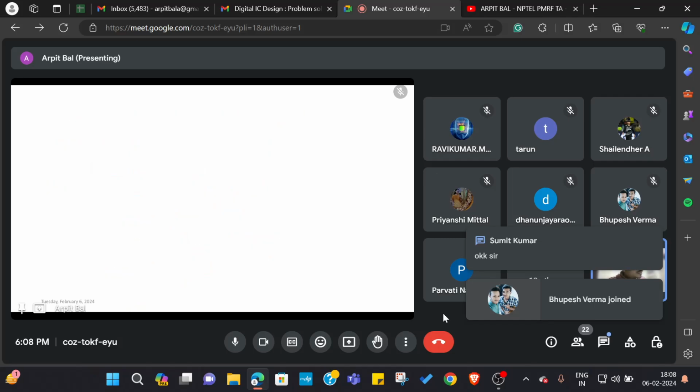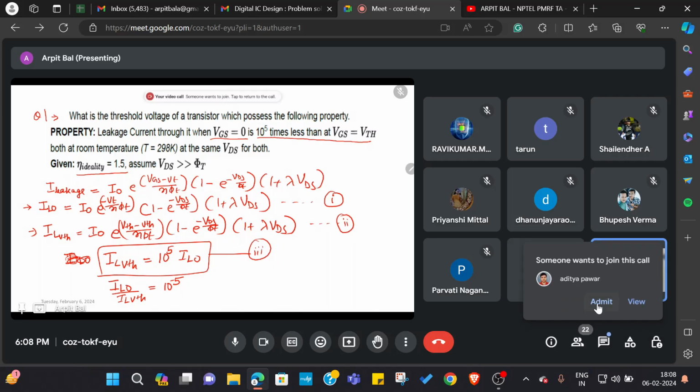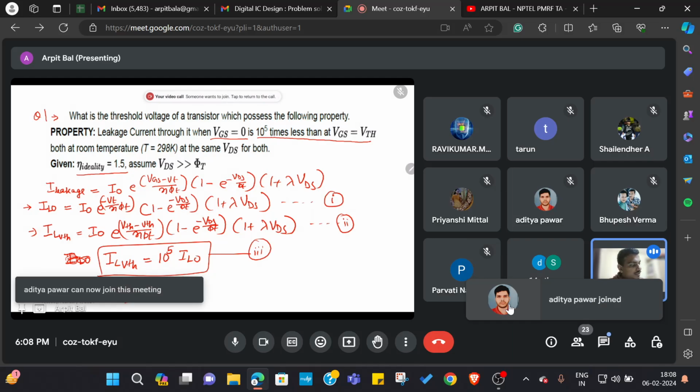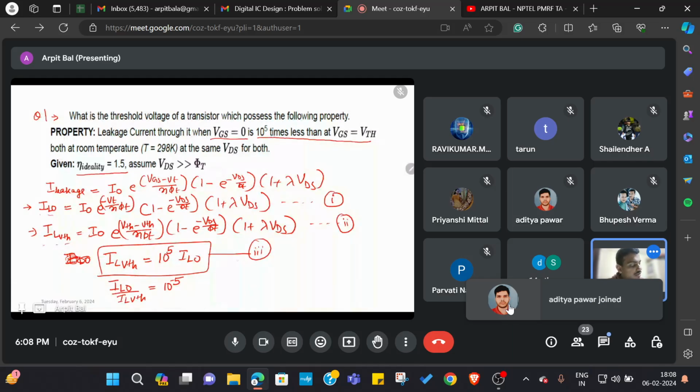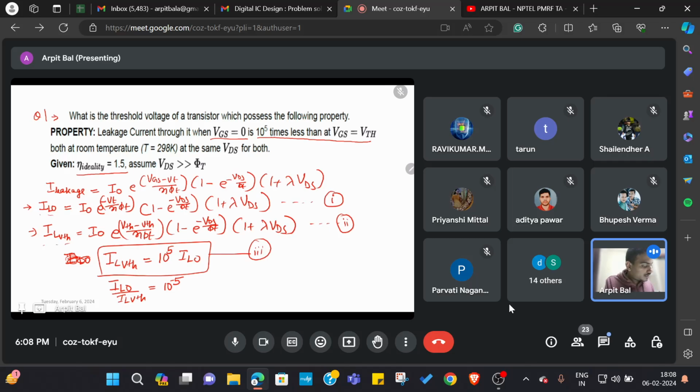Okay, so these are the three equations that I am going to use to solve this numerical. I think you have got a hint about how we are going to proceed. We will just substitute the value of IL0 and ILVTH in equation number 3. Okay, so let me do that. This implies, okay, what is the equation?